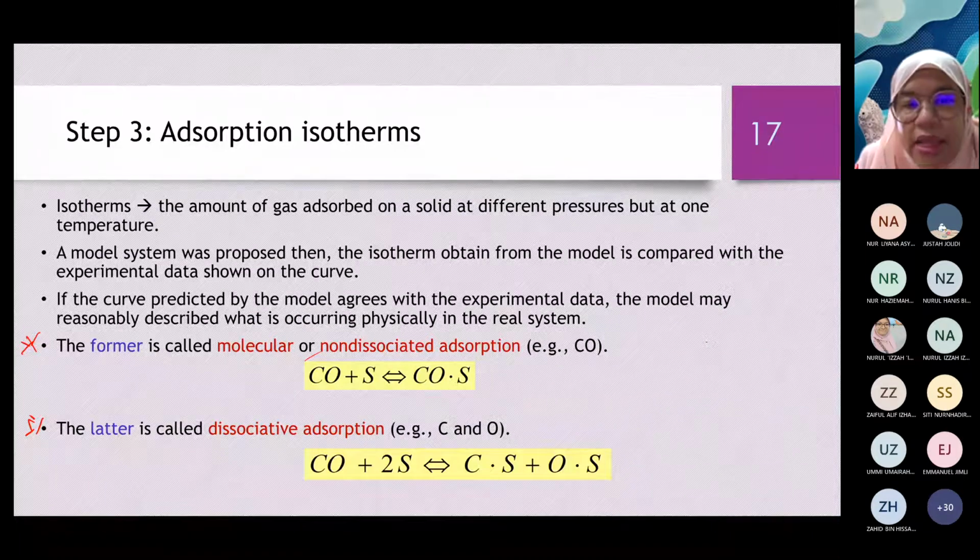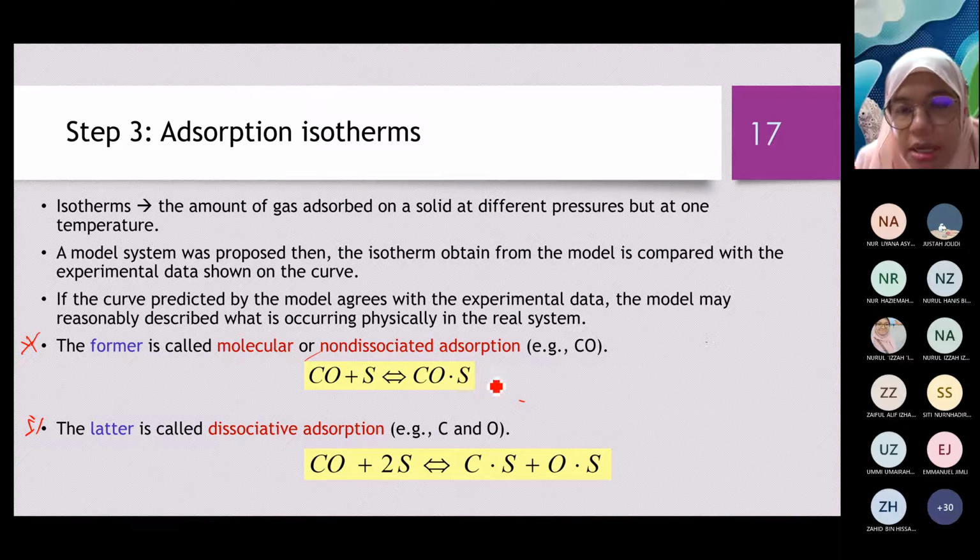Okay. And the other type of adsorption is dissociative adsorption. For example, again, carbon monoxide, but this carbon monoxide will adsorb on the active site as an atom. Therefore, the active site required for the adsorption to occur is 2. Okay, because they adsorb as an atom, as a carbon and as an oxygen. Therefore, the active site required is 2.